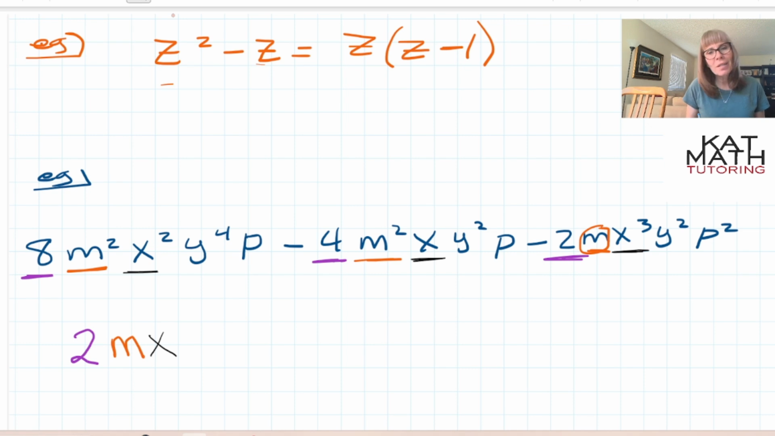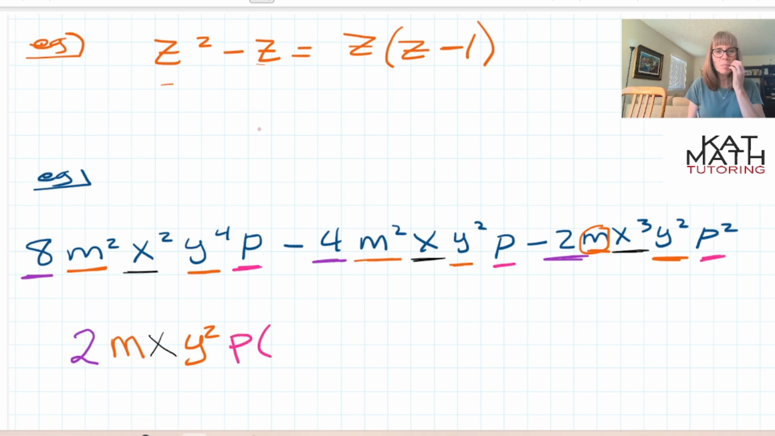Now let's check the y's. I have 4 y's here, 2 y's here, and 2 y's here. How many y's can I pull out? I can pull out 2. So I'm going to pull out the y squared. And finally the p. I have 1 p here, 1 p here, and 2 p's here. So I can pull out 1 p.